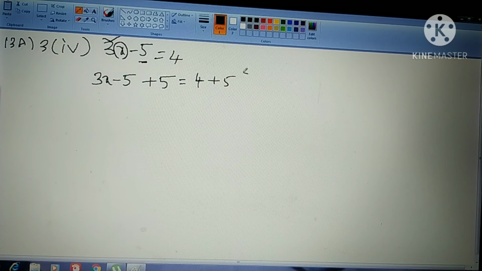Okay, what is the operation I am doing here? Addition. Now what you get here? Plus 5 minus 5 will be cancelled. You get 3x, that is equal to 5 plus 4, 9.